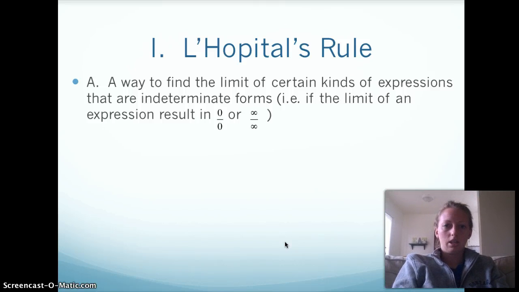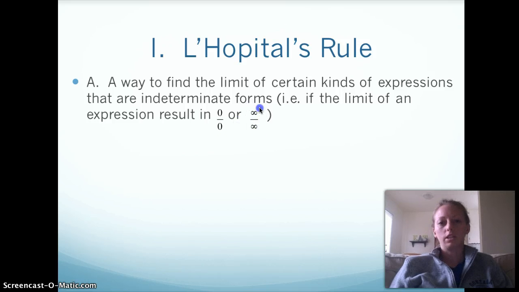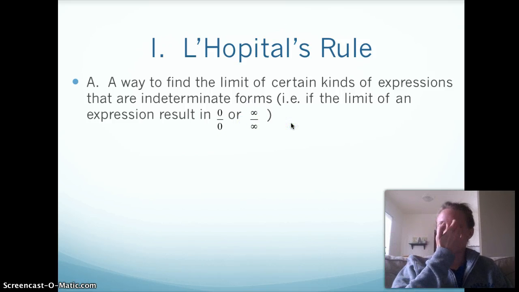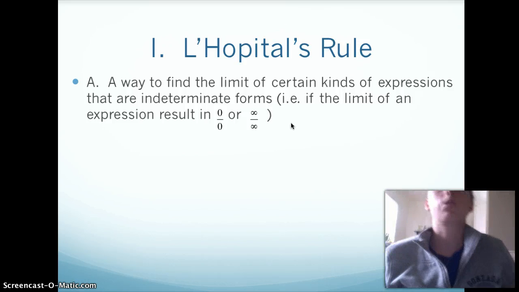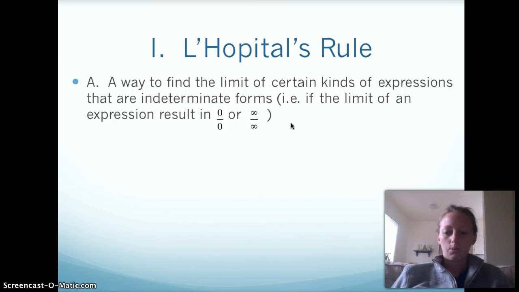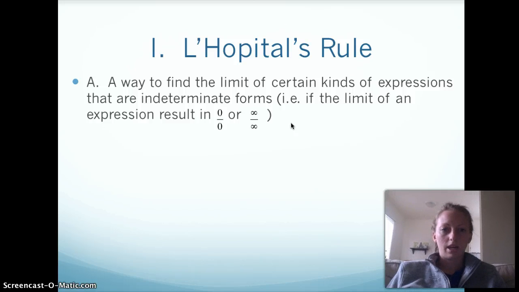So just remember that an indeterminate is 0 over 0 or infinity over infinity, or it can also be 0 times infinity, but we do need it in this form that you see here. So 0 over 0 or infinity over infinity. So if you think way back to when we talked about limits, this did happen a lot. We'd get these and we didn't really know what to do. So this is a way to help us with that.